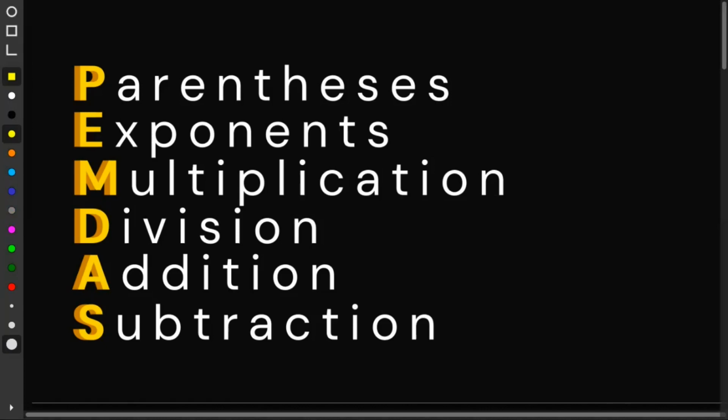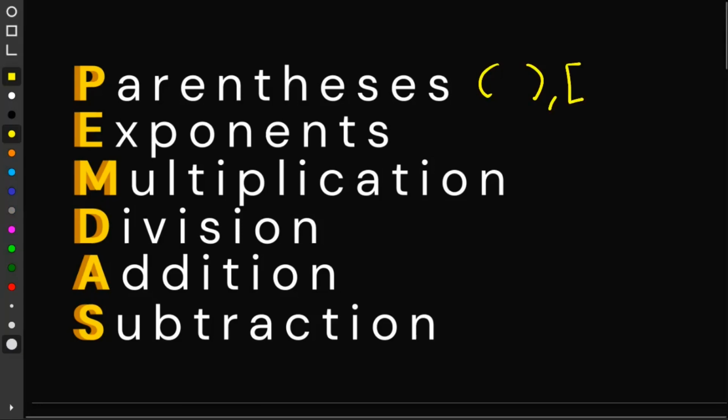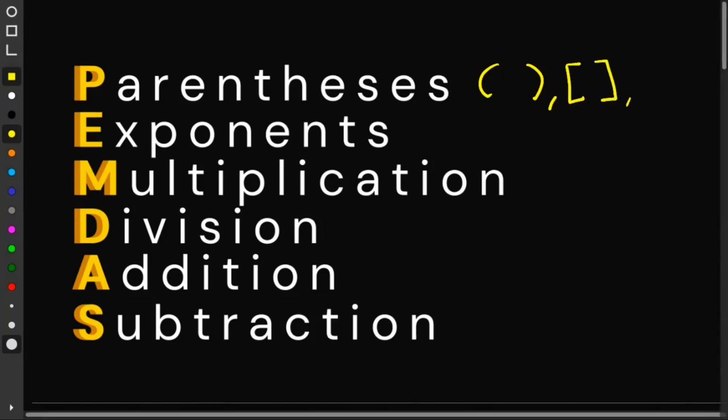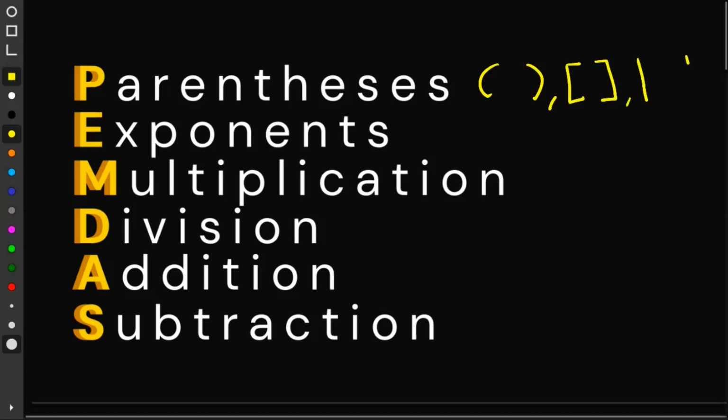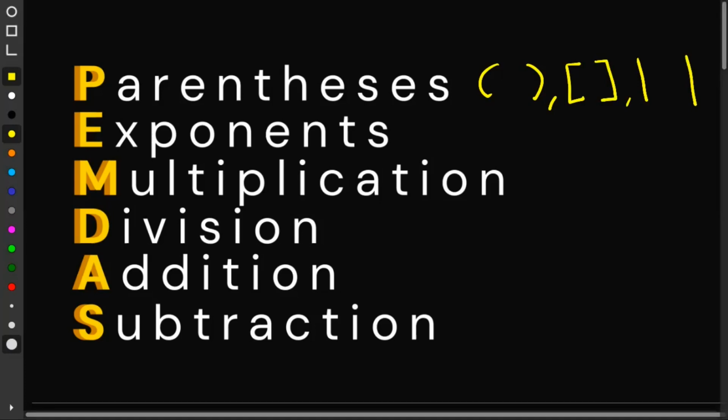So we first start with the parentheses. The parenthesis is usually denoted with this symbol, but we could also use a square bracket as well as this one. This one refers to the absolute value, which could also act as a parenthesis in an expression. After the parenthesis, we go on to the exponents.